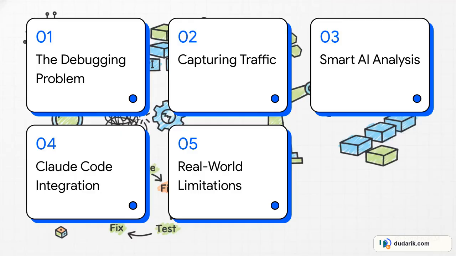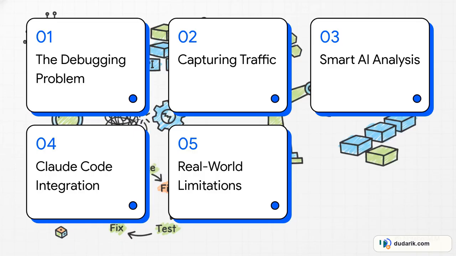Here is the roadmap for the automator's journey we're about to explore. 1. The debugging problem. 2. Capturing traffic from anywhere. 3. Smart AI protocol analysis. 4. The Claude Code integration. And 5. Real-world limitations.